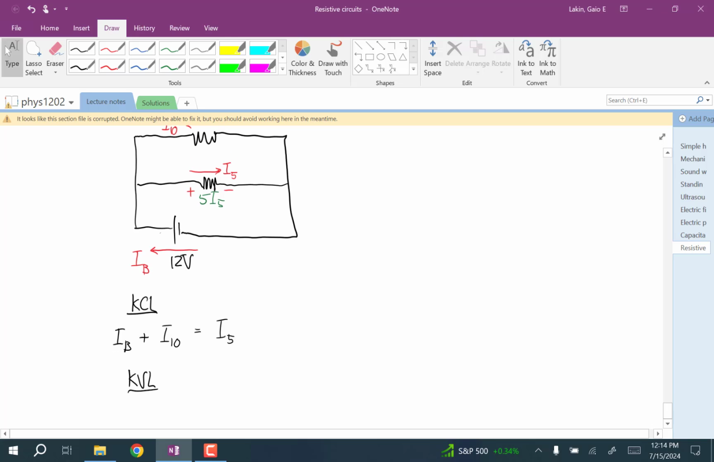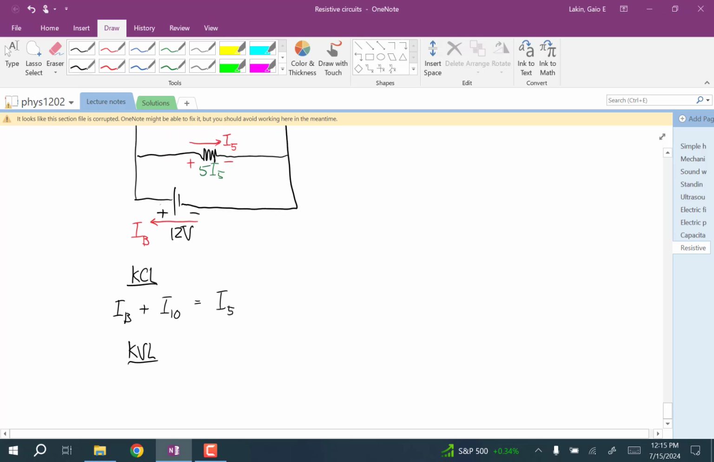So the first one, we know the polarity of the battery is that way. So let me do that small loop, that small bottom loop. And so we have a voltage rise of 12, and that's equal to the voltage drop of 5 times I5.